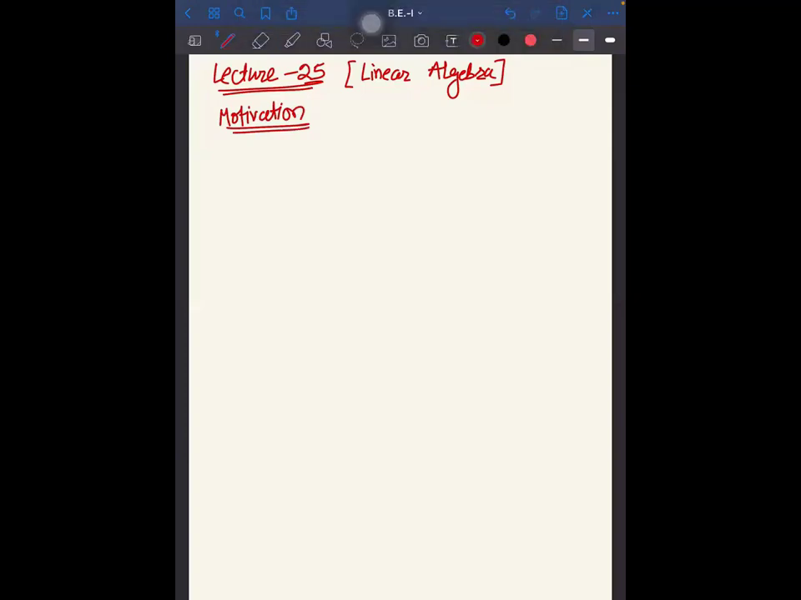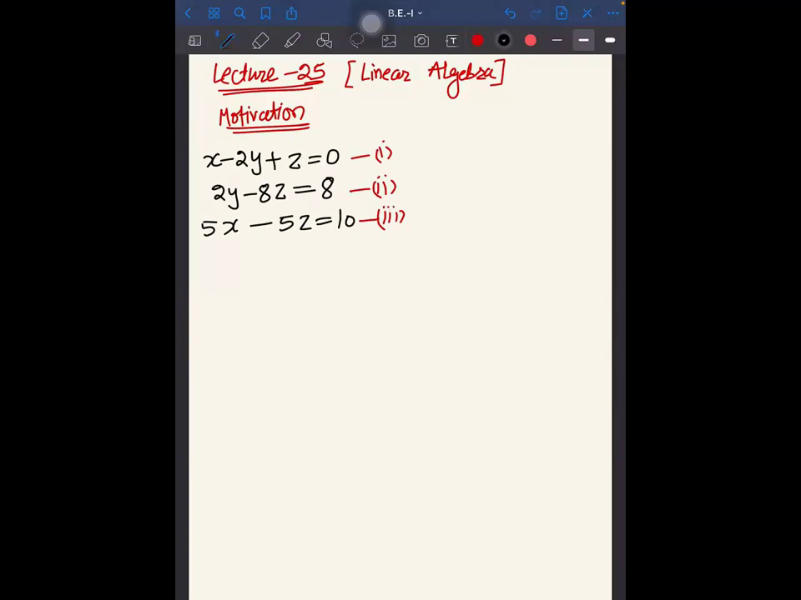Right? So let us take an example of this type. We have a system of linear equations, these are 3 linear equations, and we want to find the solution of these 3. I'm also considering its matrix form, which should look like this.